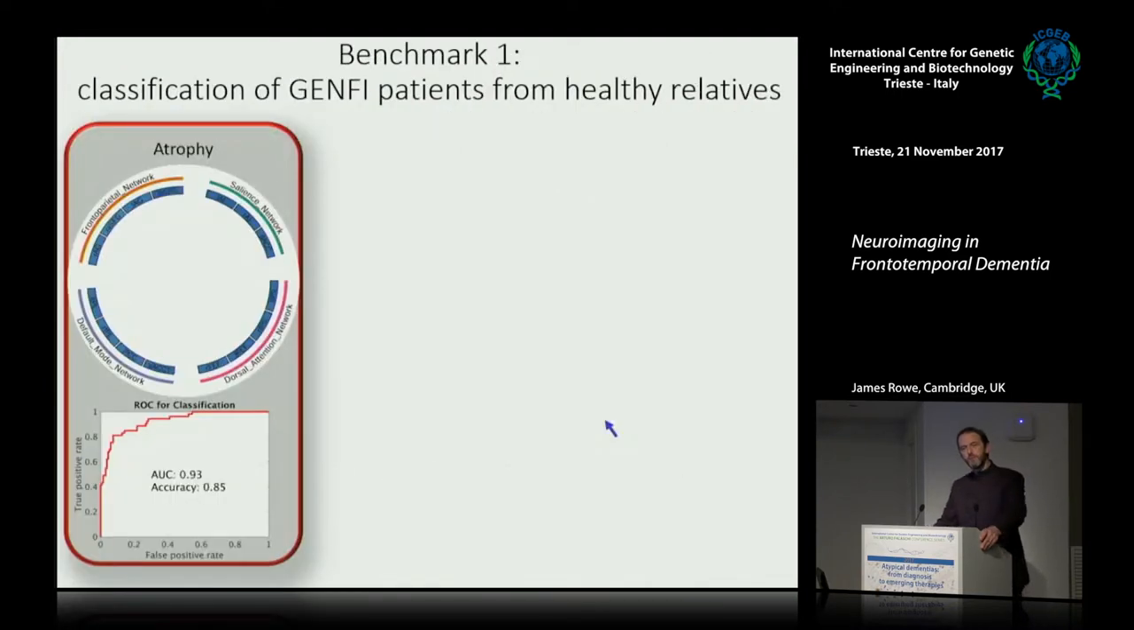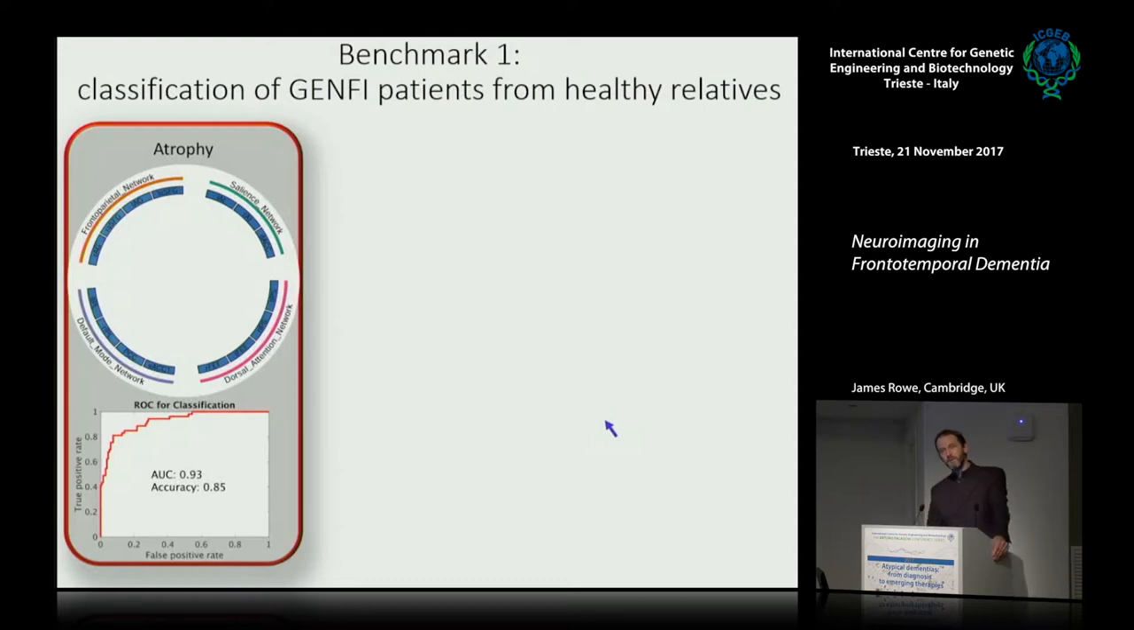If we look at those regions and look at the degree of atrophy, all of the regions in those networks are atrophic to a degree. And if we use the atrophy in those regions to separate symptomatic patients from healthy gene-negative family members, we get accurate classifications, so ROC curve analysis showing high discrimination based on atrophy.